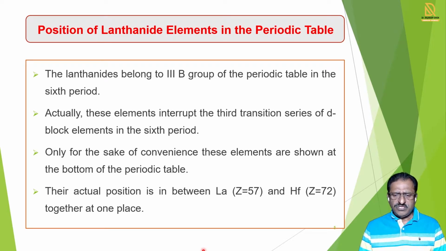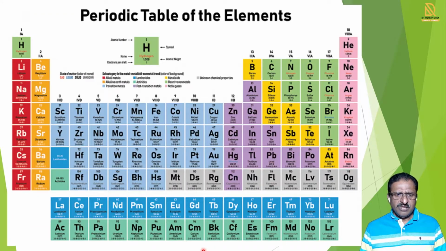So when we see the actual periodic table, already we have studied these are the S block elements. In the S block there are two groups, the first and second group. Then at the right side there is the P block, and in the P block there are 6 groups: third A, third B, fourth, fifth, sixth, seventh A. And the last is the zero group element.